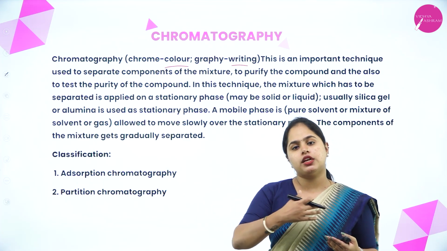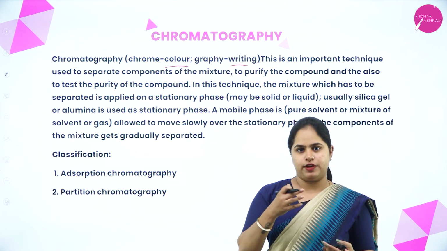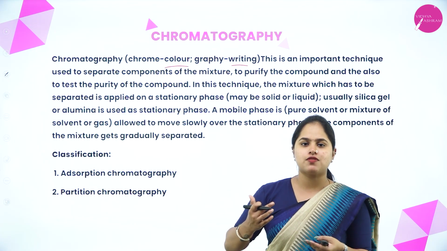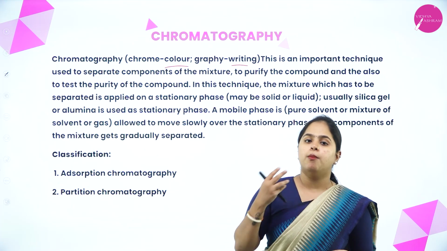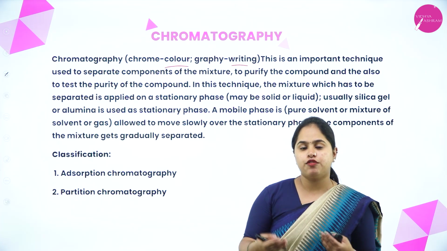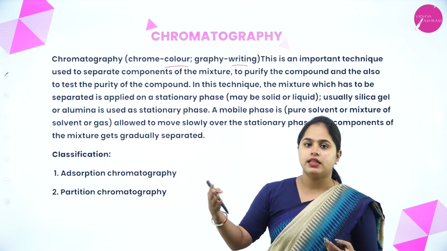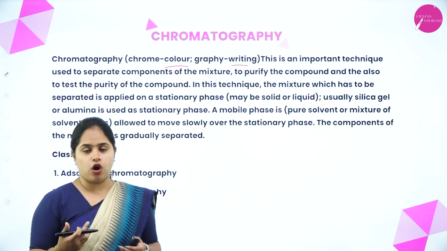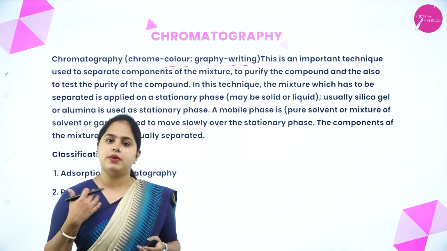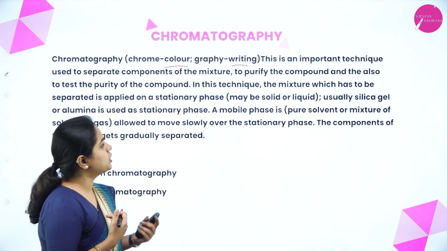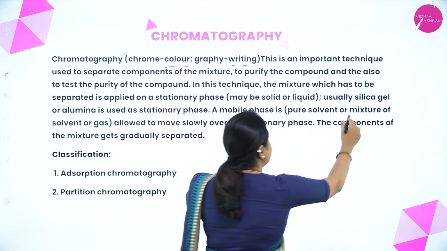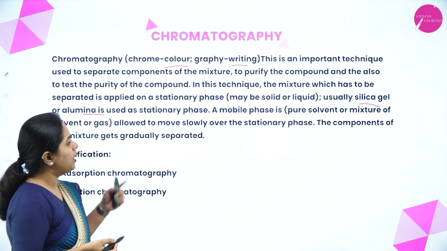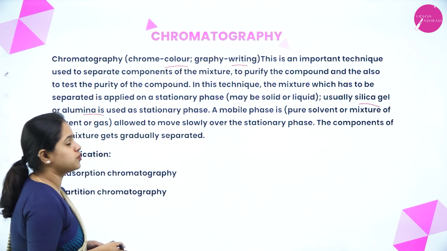And through the stationary phase, we pass a mobile phase. Right? As the name suggests, mobile means it can move. So the stationary phase will be there, and through that we pass a mobile phase. And based on different factors, we obtain the purified compounds. So the stationary phase will be a solid or liquid, and the mobile phase can be a liquid or a gas. Silica gel or alumina is generally used as the stationary phase, and the mobile phase is a pure solvent or mixture of solvents or gas.